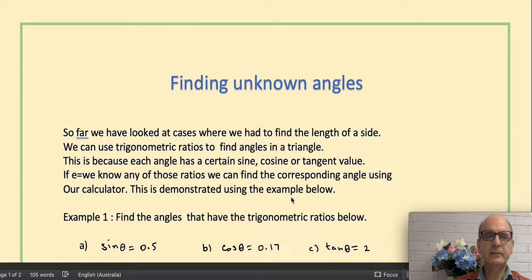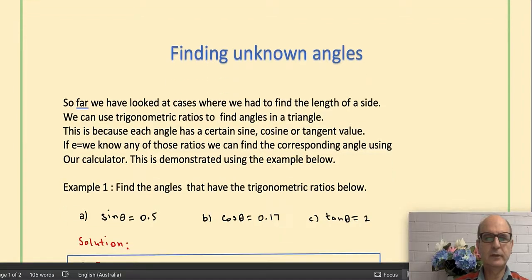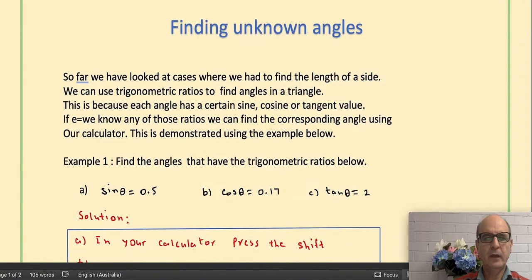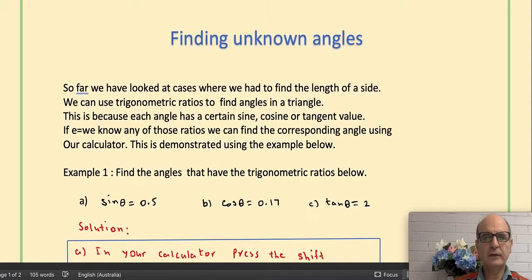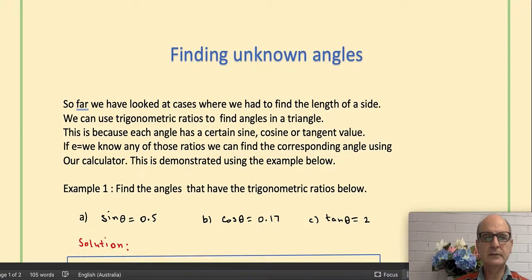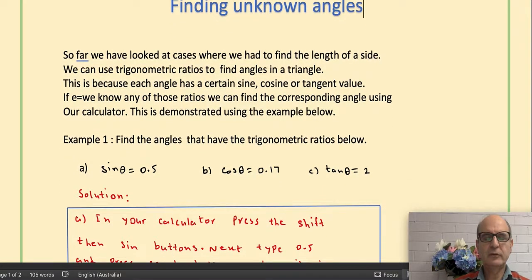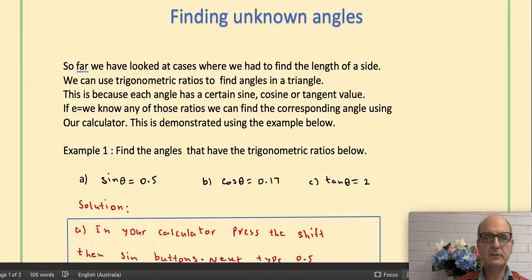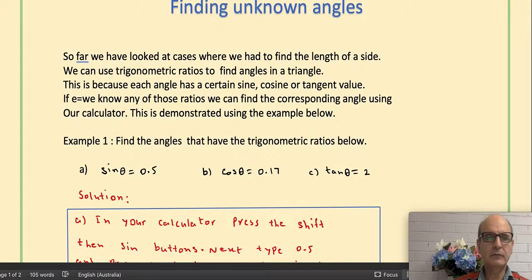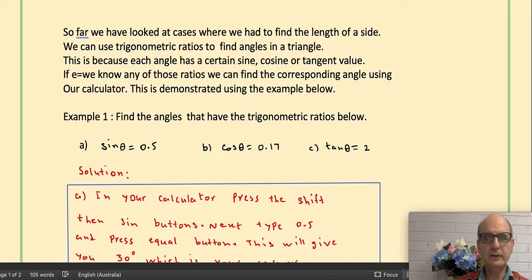This lesson is about finding unknown angles using trigonometry. So far, what we've done in previous videos is use trigonometry to find unknown sides, how long a given side is. But this time we have more information about the sides themselves, and what we are doing is finding the angles.